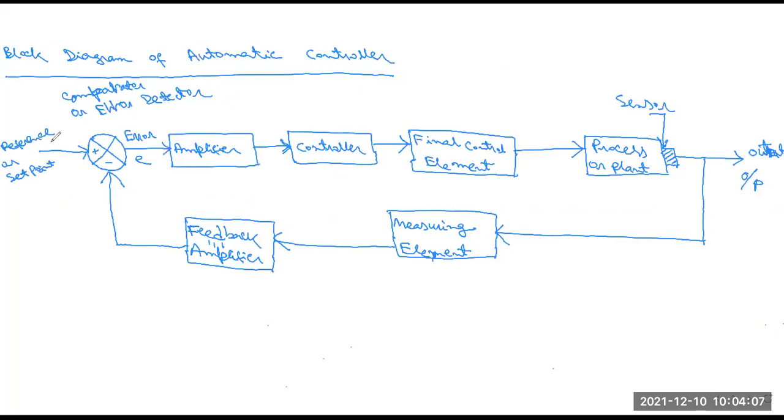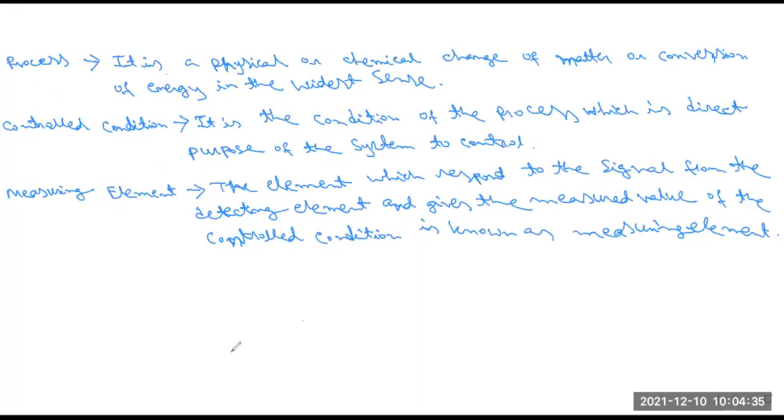So you have to give this picture. So first, that means the reference or set point input. Here, in different types of inputs, we have to set the set point also. So first, this element responds to the signal, any types of input you give, that is signals, from the detecting element and gives the measured value of the control conditions. It is basically called the measuring element. Okay, is it clear up to this part?